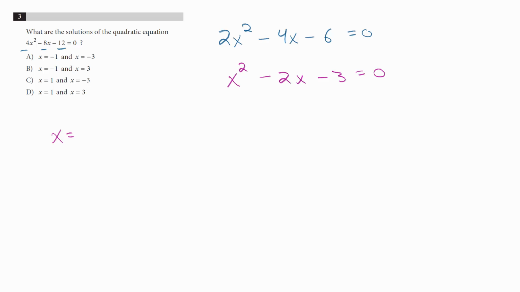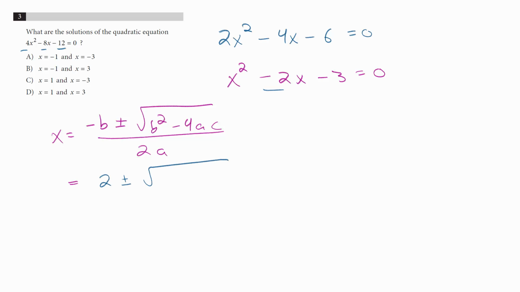So x is going to equal the opposite of b plus or minus the square root of b squared minus 4ac all over 2a. Plug in what we know. The opposite of b is 2, plus or minus the square root of b squared, negative 2 squared, minus 4 times 1 times negative 3. Don't forget the negative. All over 2a, and a is 1.